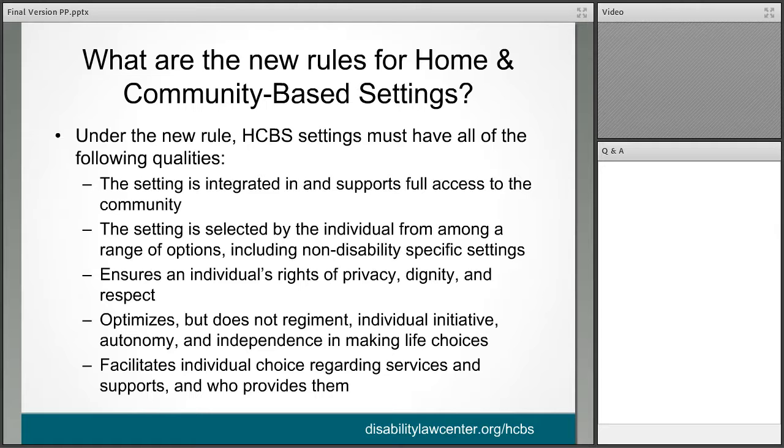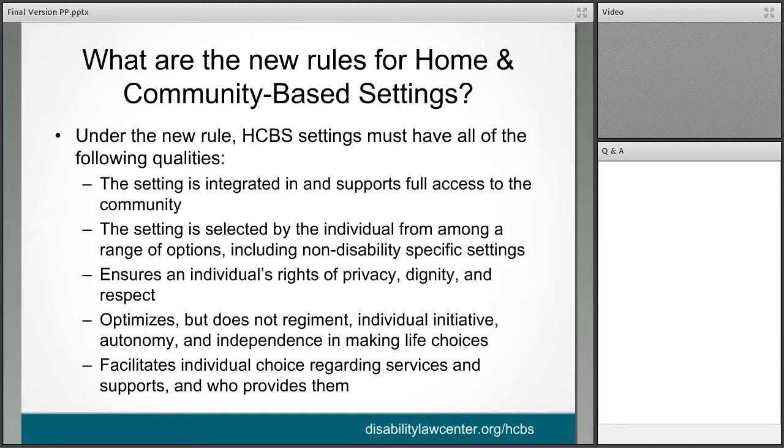So for example, when offering somebody a choice of residential services, you could offer them a group home, but also their own apartment. But these choices need to be real choices. So offering somebody an apartment they can't afford isn't a real choice. So that choice needs to be based on the person's situation.